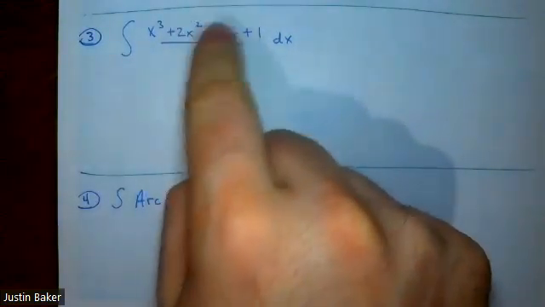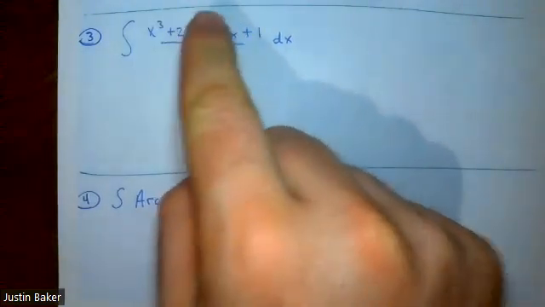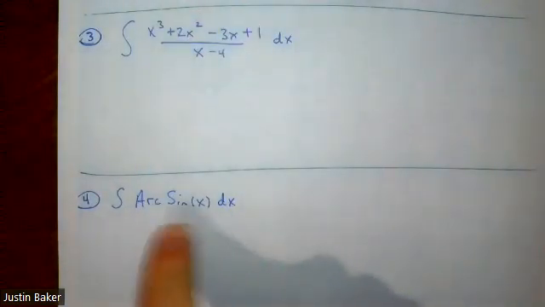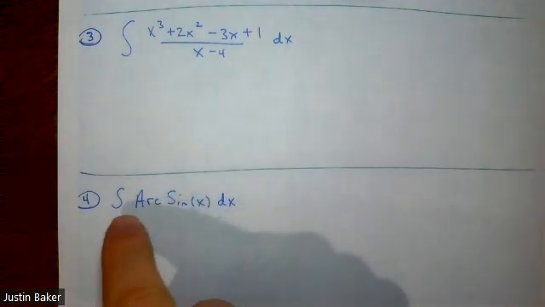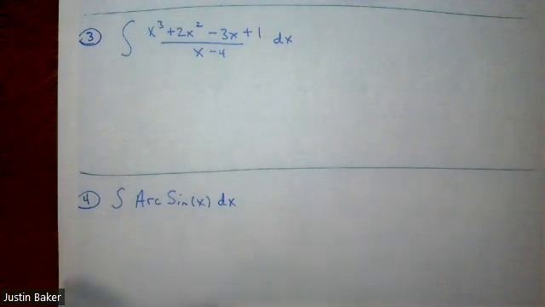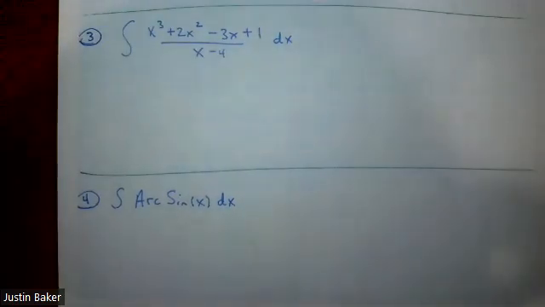So hopefully it makes sense that this is long division. And then for the arc sine one, remember to do an inverse trig one with parts. You're going to make this 1 times arc sine, which is the trick to making that work. So that's going to be the two things multiplied together. Okay, go for it.